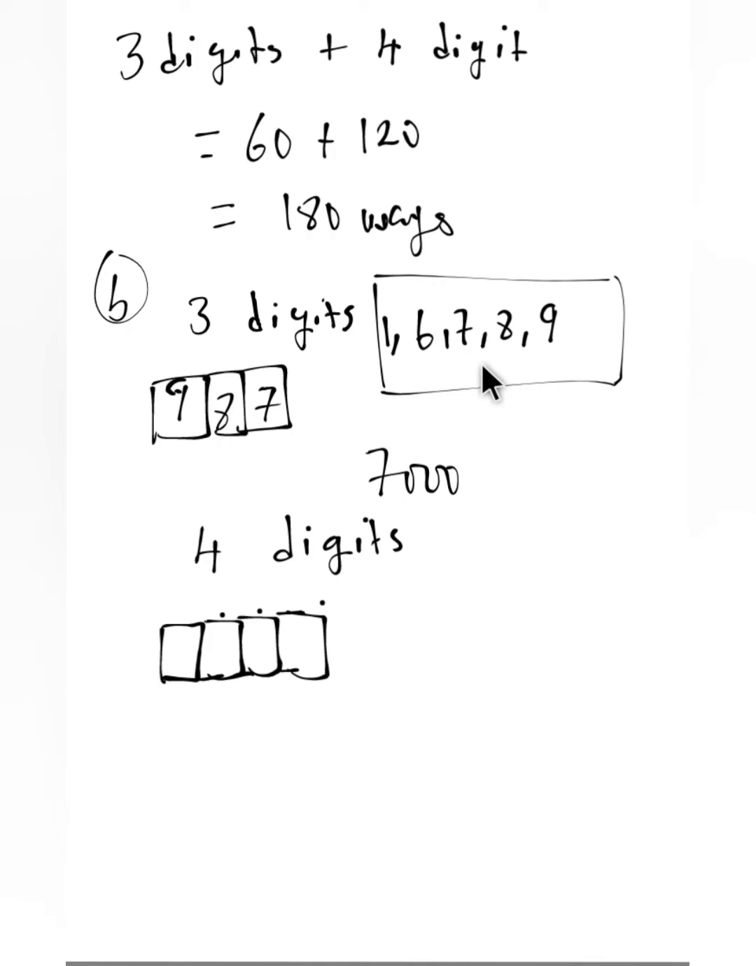So how many digits here are 7 and above? 7, 8, 9. So there are 3 digits. 7 can appear here, 8 can appear here, 9 can appear here, but 1 and 6 cannot appear here. So this first slot can contain only 3 objects. So here will be 3, not 5, because 1 and 6 can't appear here.